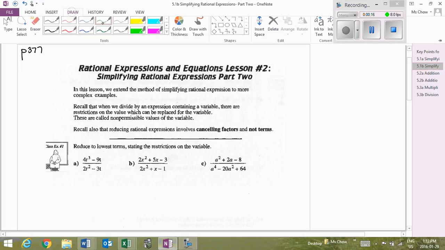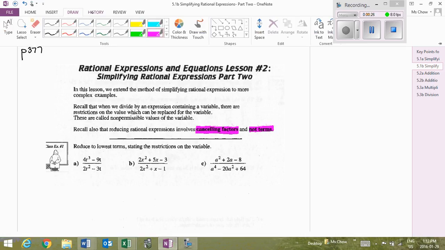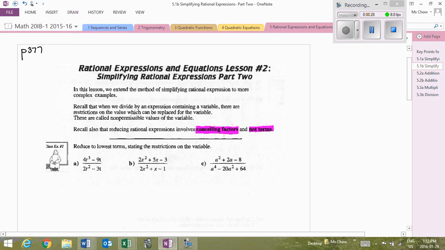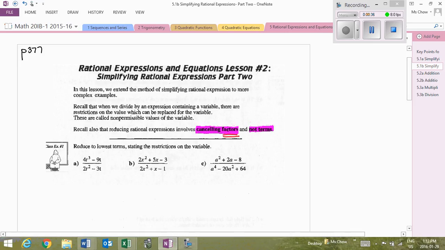A reminder that is important enough to state again is remember to simplify. You want to cancel factors, not terms. Terms, remember, are what you are adding or subtracting. Factors is what you are multiplying. So it's factor, factor, factor, and factor again.